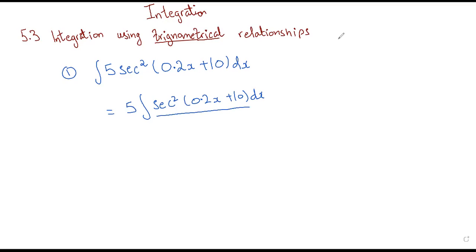Okay. So if I do some rough work, I can tell you that if we have, let's say, tan x, the derivative of tan x is basically secant square x.